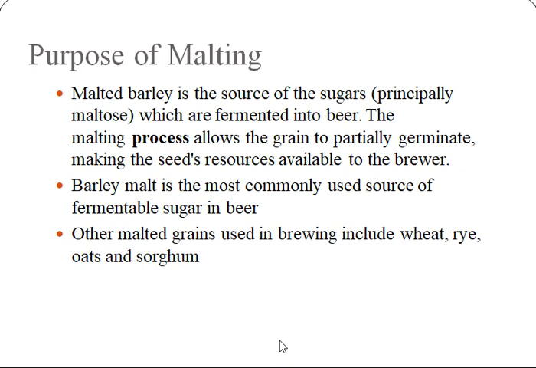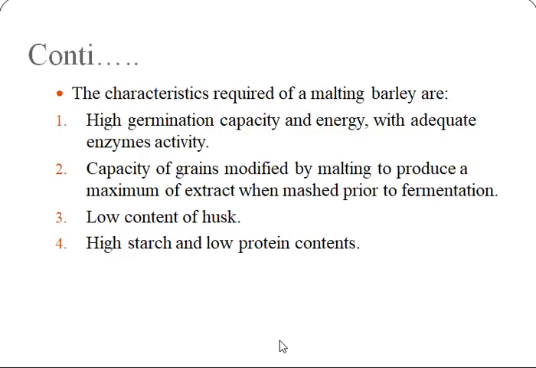Starch and many other components get hydrolyzed and then provide us small molecular substances, and one of them is maltose. That's the basic fermentable sugar required for the production of beer. Other grains that we can use in brewing include wheat, rye, oats, and sorghum. We can use these grains also.